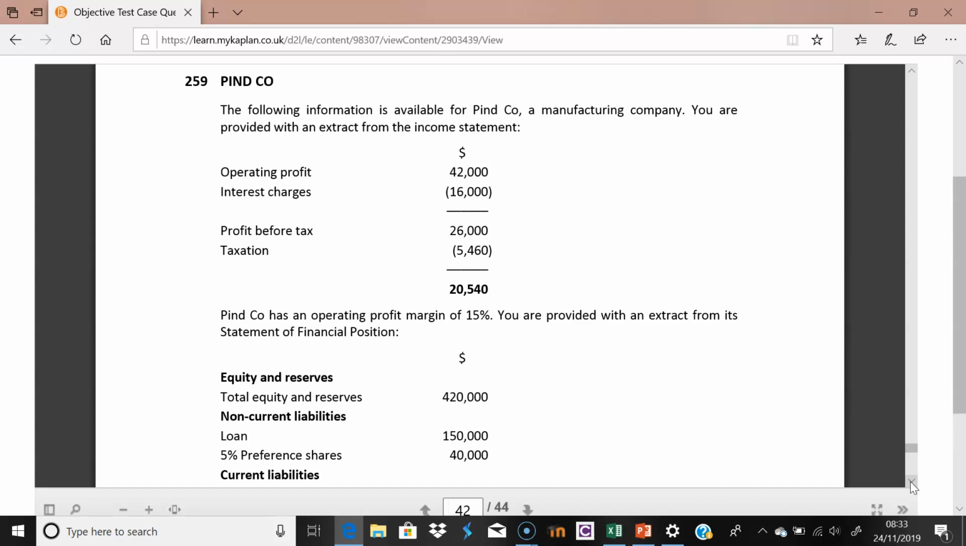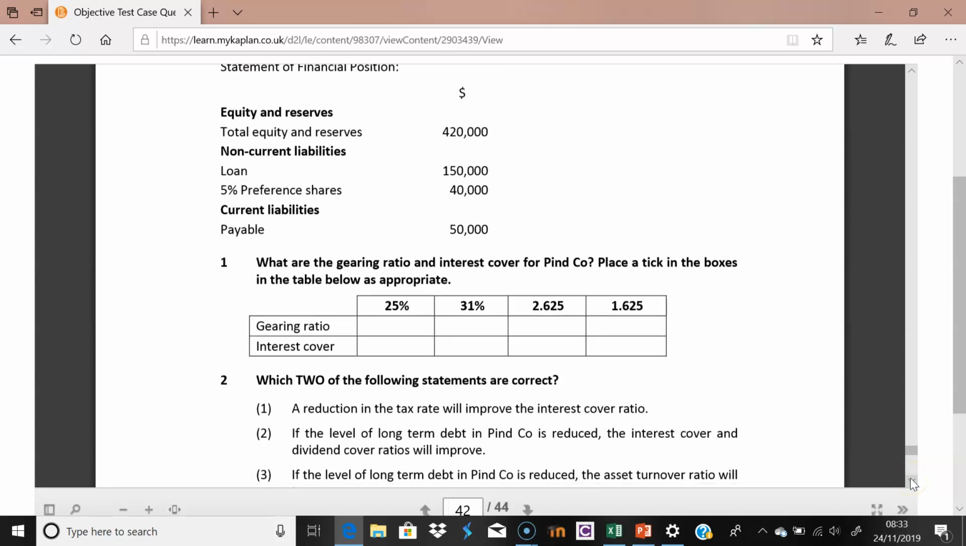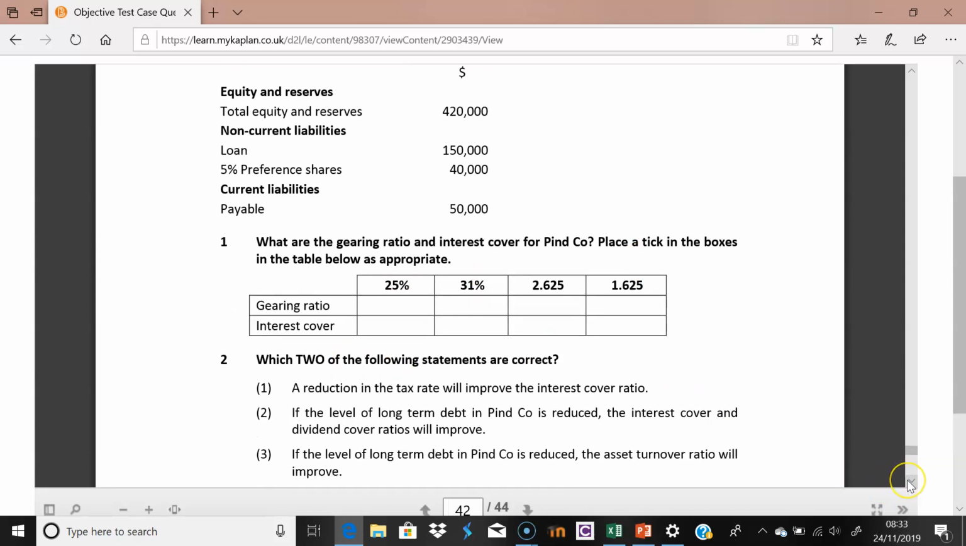Okay, great. So what are we saying? A couple of things. You're given the operating profit margin of 15%. That's the operating profit, so you can work backwards and you can actually find the revenue, which you will need at some point. It's just this awareness of what's happening here. And then you're given some information on the equity section and non-current long-term liabilities.